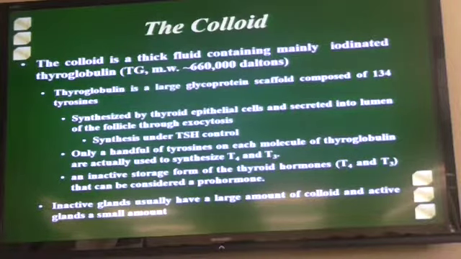Now, inactive glands, as I said, have a large amount of colloid. Now, you're not going to say a small amount in active glands, but we're saying in comparison to if they were inactive. Because all thyroids look like they have a pretty good load of colloid in them. But it's not going to be as much in your active ones because what's happening to it? It's being used to release your thyroid hormones.